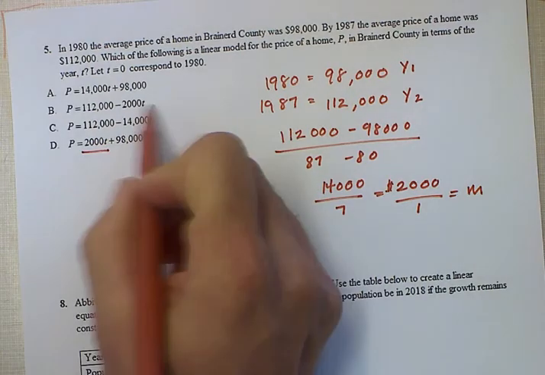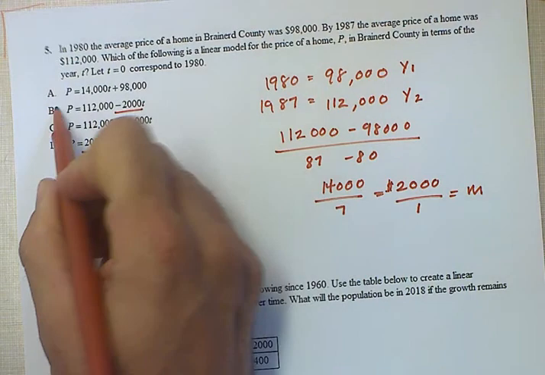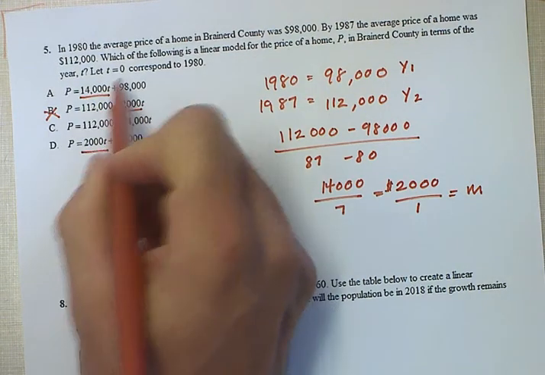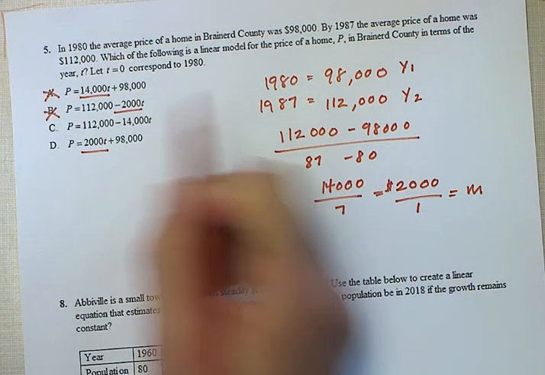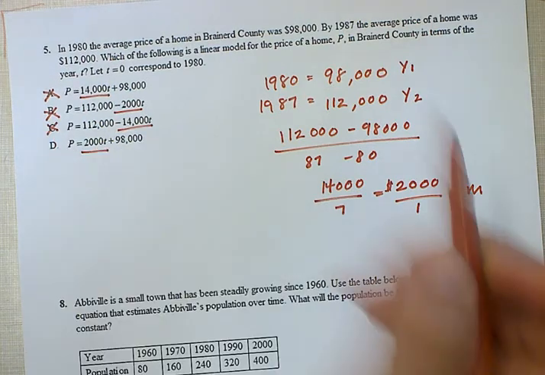This is a negative slope, so that's not going to work. This is for every 7 years, so that doesn't work. This is a negative slope, that does not work. So this is my correct answer here.